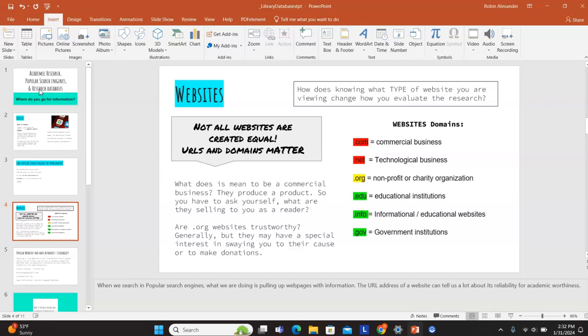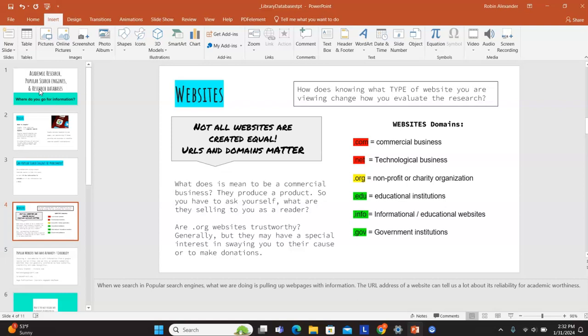So when you look at the website domains, I want you to think of a traffic light: red, .com, .net. You need to stop and think and ask yourself what the website is trying to convey, what they're trying to sell, and if it is an academic worthy website.